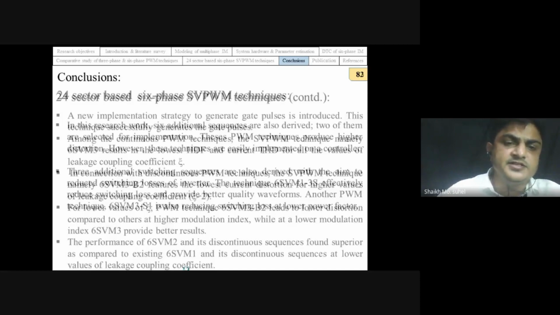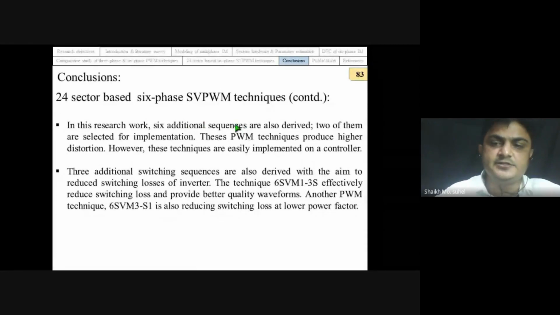In this particular research work, we have developed 6 additional switching sequences. 2 of them are selected for implementation. This PWM technique produces higher current distortion. However, no modification in the carrier waves is required, and that's why these techniques are easily implemented on a controller. We have also developed 3 additional switching sequences.